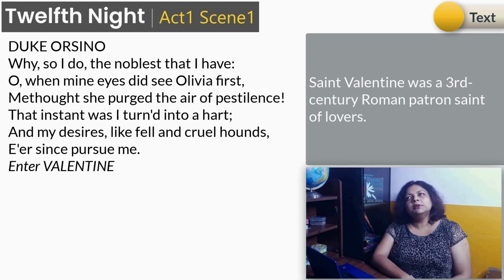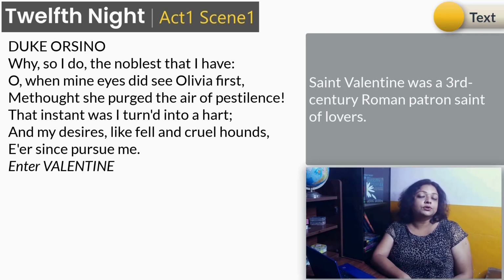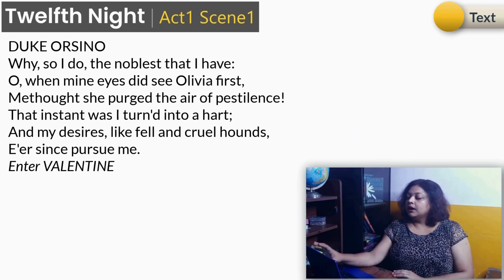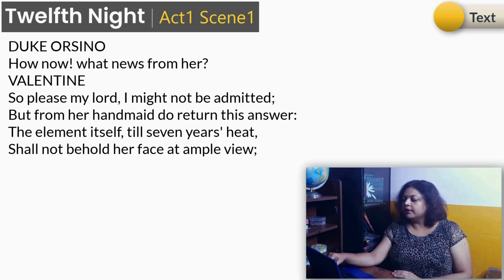Valentine, he is a middle-aged man who was sent as an official messenger to Olivia. And what was his message to Olivia? That Orsino wants to be in a relationship with you, wants to marry you. But, well, let's see what happened. Enter Valentine, and seeing him, Orsino is very eager to know about what has happened. "How now? What news from her?"